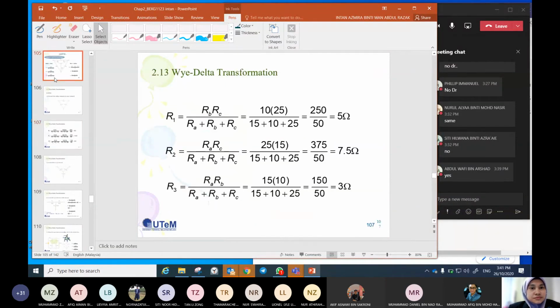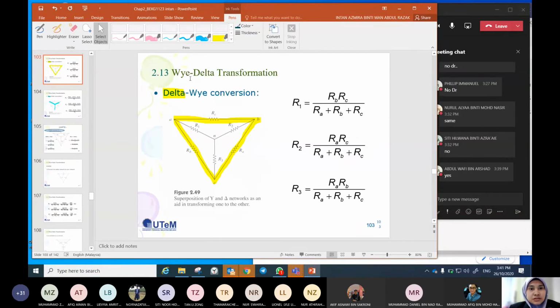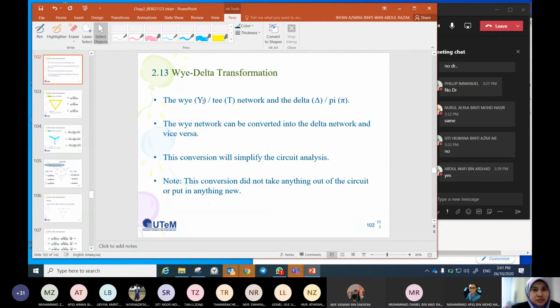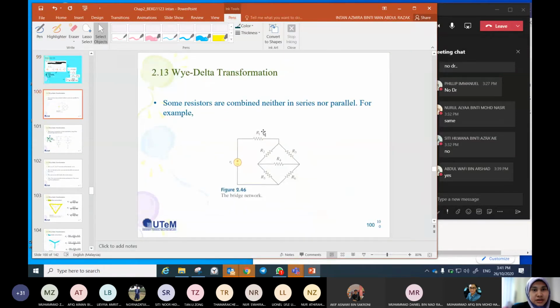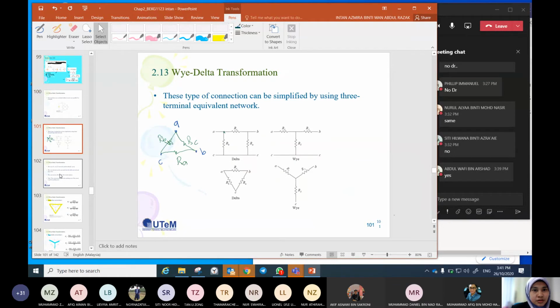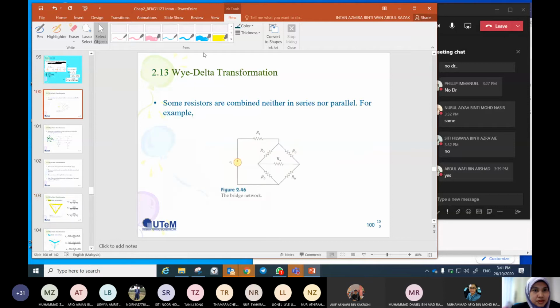You just use the formula to convert delta to star, star to delta. Can understand star delta, or we call it as star delta. Okay, Y is star as well. Sometimes we call it as Y delta transformation. Okay, Y is same as star. Okay, Y or T or star. Okay, star. Y delta or star to delta.